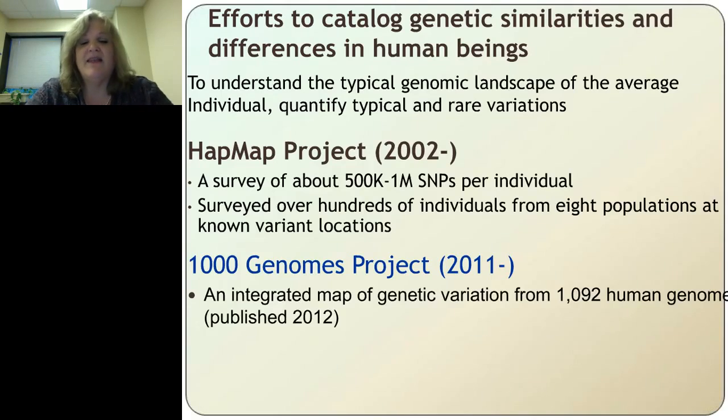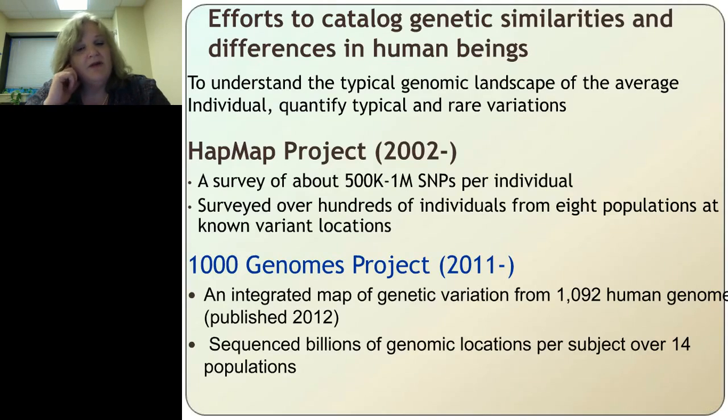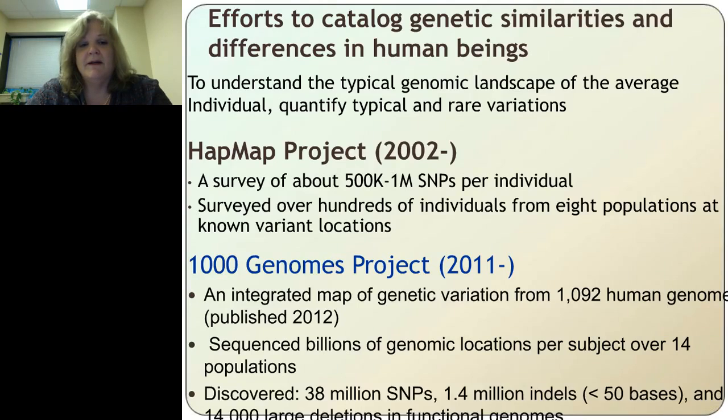There's also, more recently, the 1,000 Genomes project, which published an integrated map of genetic variation for about 1,000 different human genomes. They sequenced billions of genomic locations per subject over 14 populations. That is available publicly now if you're interested in looking at it. They recapitulate some of the HapMap project individuals and additional individuals, so you can compare the two if you're interested.